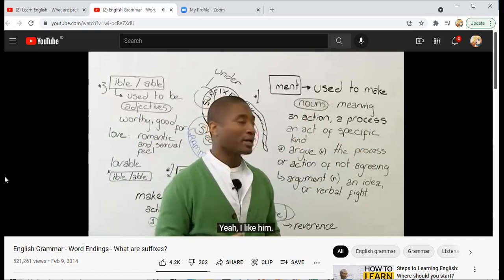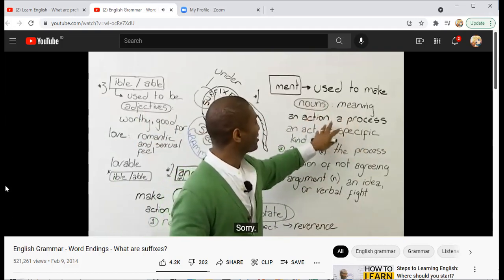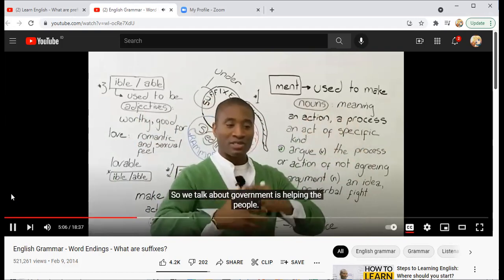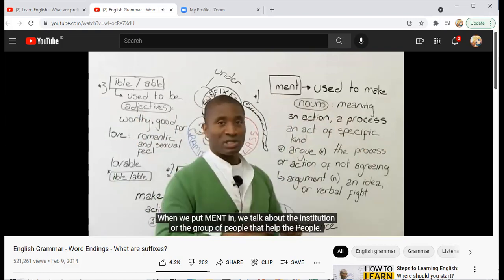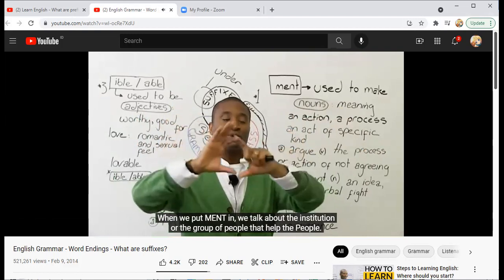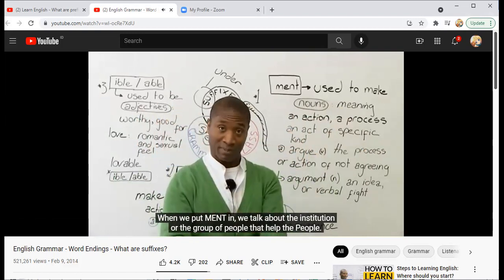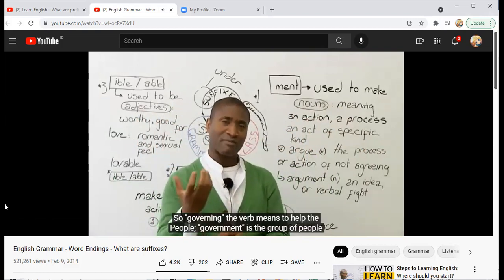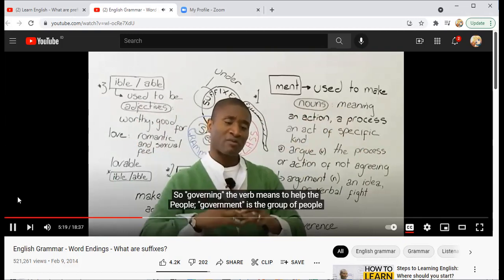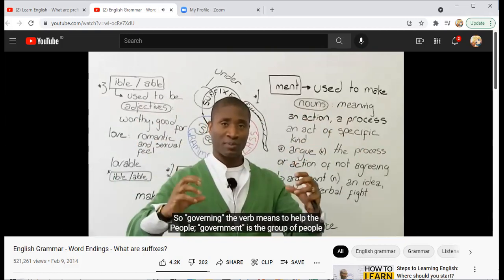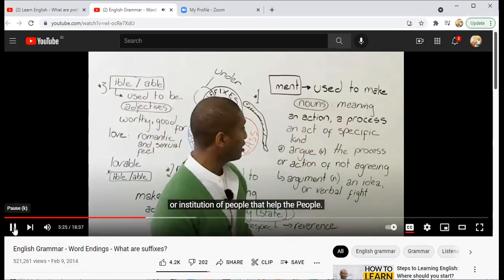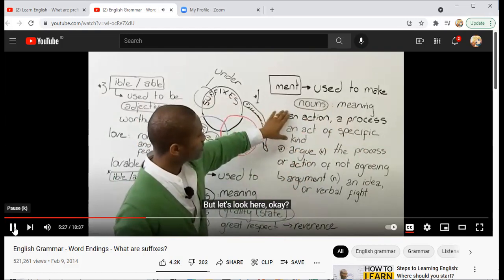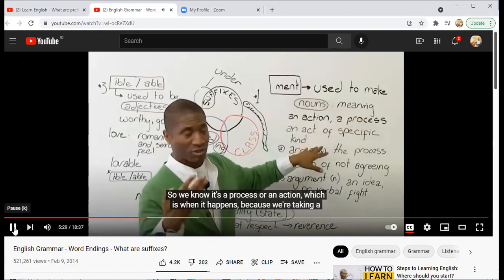Anyway, sorry, it's a process. So when we talk about governing, it is helping the people. That's what they do when they govern. When we put ment in, we talk about the institution or the group of people that help the people. Cool. So governing the verb means to help the people. Government is the group of people or institution of people that help the people. That's one example. But let's look here, okay? So it's a process or an action, which is what happens.